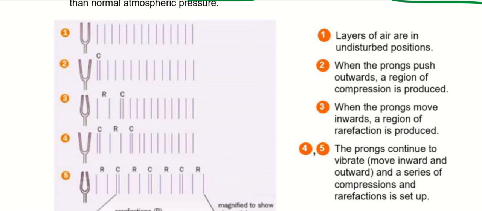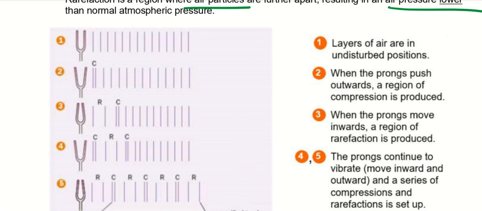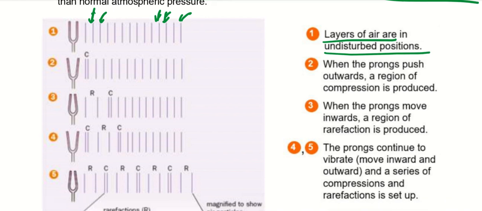You can see from this diagram here, at 1 we have a tuning fork. All these are just models to show the arrangement of air particles that are not moving. The layers of air are in undisturbed position. Now when the prongs push outward, when I hit the prong, it will vibrate. When it pushes outwards, a region of compression is produced. So over here, I will push the original layer towards the second layer. This is my compression.